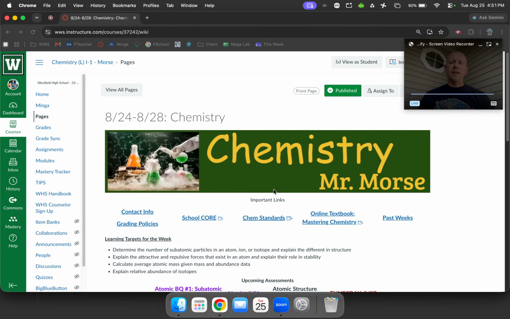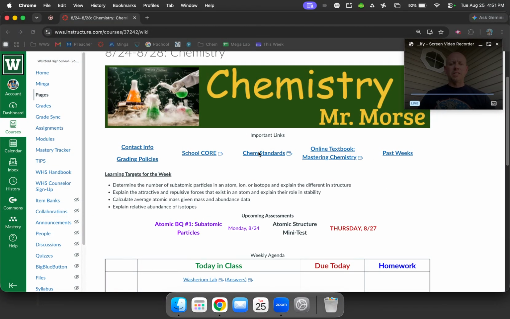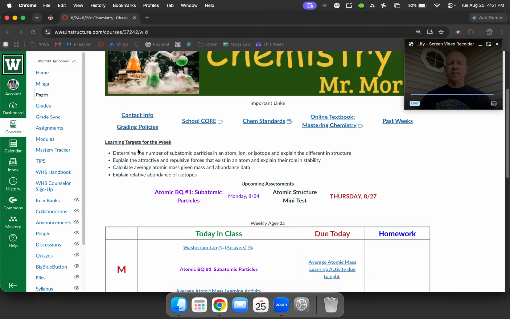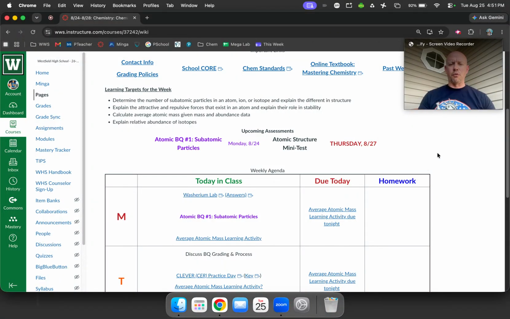So one of the things we have in common is hopefully a pretty organized Canvas page. We'll always have a set of links across the top that we won't use on a day-to-day basis, but have some important things that I'll show you later. We have our learning targets, meaning the skills we're hoping that the students will work on that week and during that unit, and we always do our best to have the upcoming quizzes and tests posted as early as possible so that students can be very prepared for that.